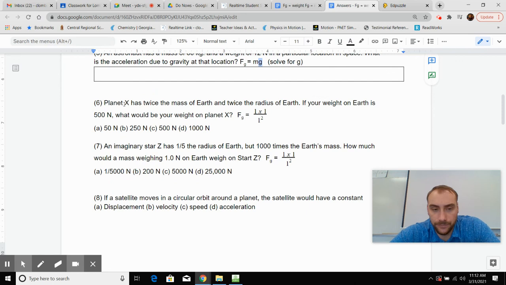Planet X has twice the mass of Earth and twice the radius. So what would your weight be on that planet if on Earth you're 500 newtons? Okay, well, does this thing have mass twice the normal one? Yeah, so we're going to double that. Your mass isn't changing, so it's a 1. But this says the radius of this planet also doubles. So we have to do d on the bottom, and we have to double it. So double d, and then you have to square the distance.